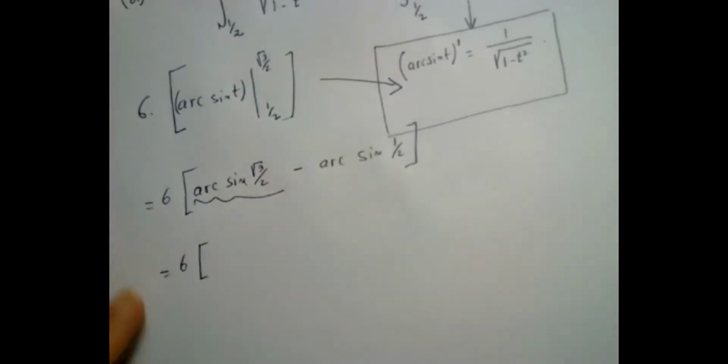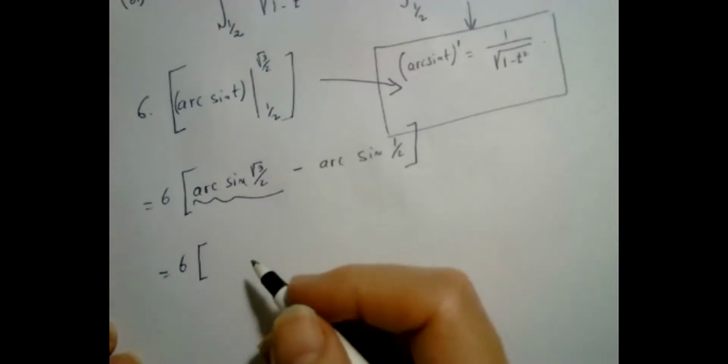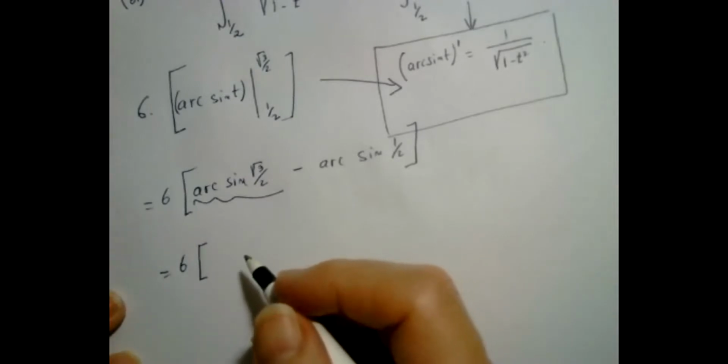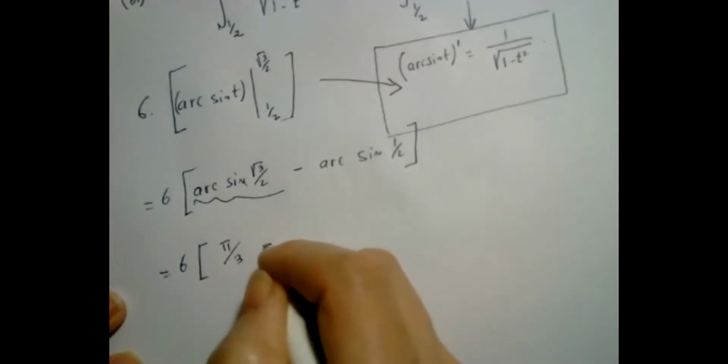What's the arc sine of the square root of 3 over 2? Meaning, what is the angle whose sine is square root of 3 over 2? Anybody remember? What is the angle? When you compute its sine, you get square root of 3 over 2. Anyone remember? Pi over 3. Yes, it's pi over 3.